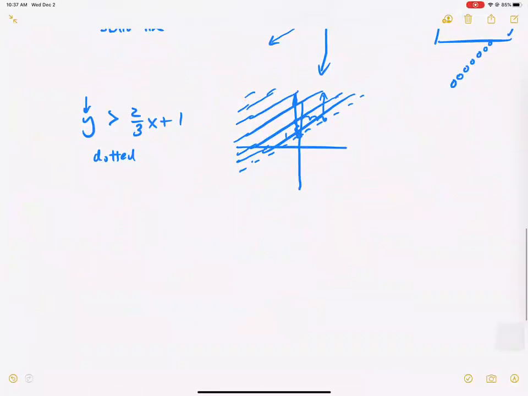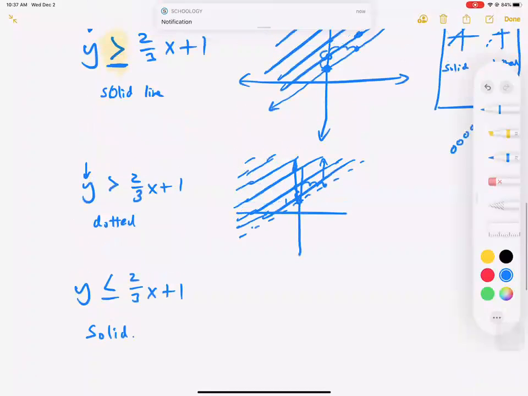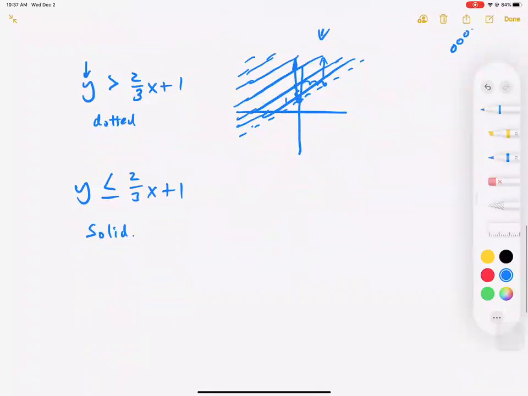Okay, so let's write out my third version. Y is greater than or equal to 2 over 3 x plus 1. Actually, you know what? Let me change this inequality since we have a little bit of time here. Let's make it a less than or equal to. So this guy is solid, but less than.